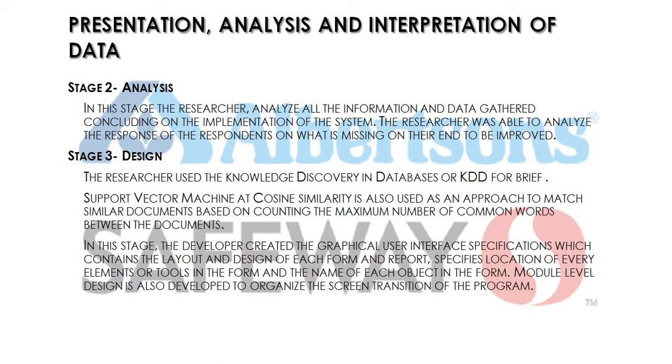At this stage, the developer created the graphical user interface specifications, which contains the layout and design of each form and report. It specifies locations of every element or tools in the form and the name of each object in the form. Module level design is also developed to organize the screen transitions of the program.